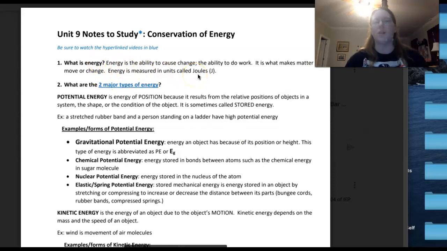All right, so what is energy? Energy is the ability to cause change, the ability to do work. It is what makes matter move or change. Energy is measured in units called joules. Another rich old white dude, right?